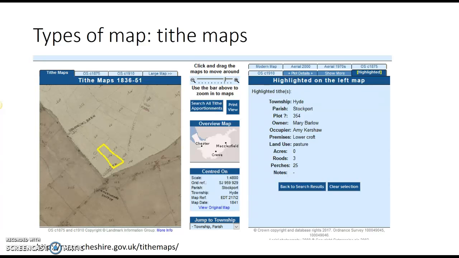So in this example we can see that Mary Barlow owns that plot of land somewhere within the parish of Stockport in Cheshire, and that the occupier is an Amy Kershaw, and that it's a pasture land. It gives you the area as well, and it's from 1841. So it might be useful if you're looking up the plot of land and land ownership and tenants.